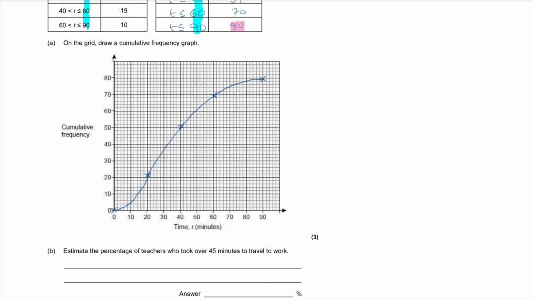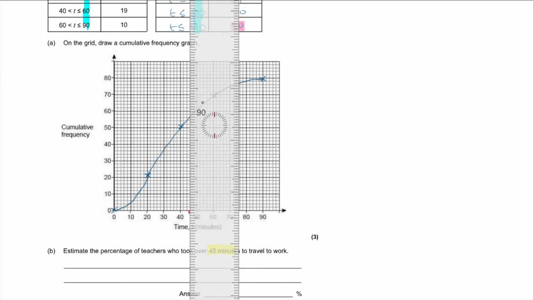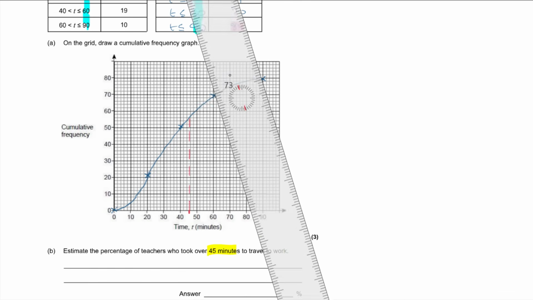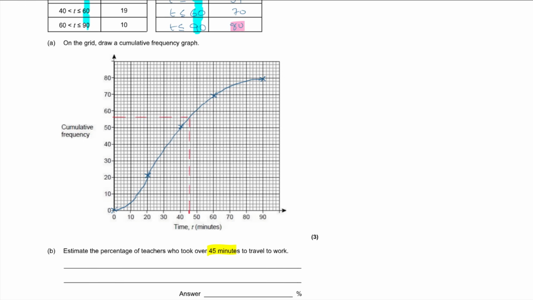Estimate the percentage of teachers who took over 45 minutes to travel to work. Okay, so again, we're going to start off the same way. We're going to find 45 minutes on the x-axis, the time axis. It's going to be halfway between 40 and 50. We're going to use our ruler to measure up to the line, using a little dotted line to show some method. Let's get rid of that. So I'm reading that as coming off at about 3 squares above 50, so that's like 56, isn't it?